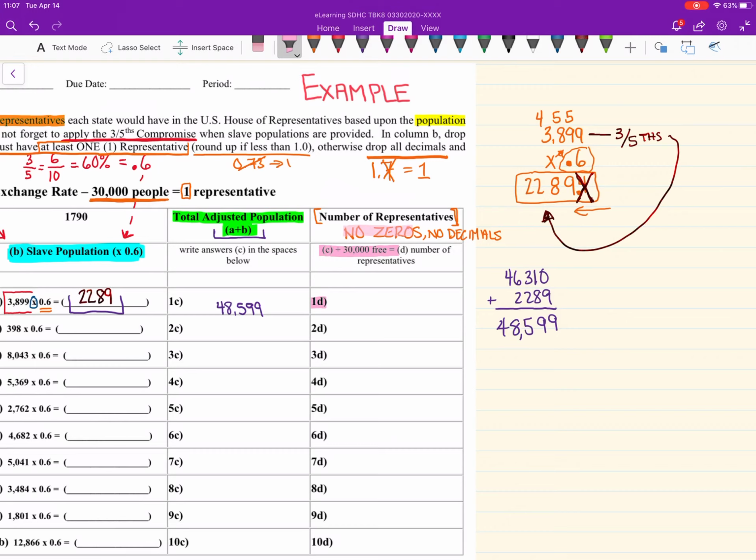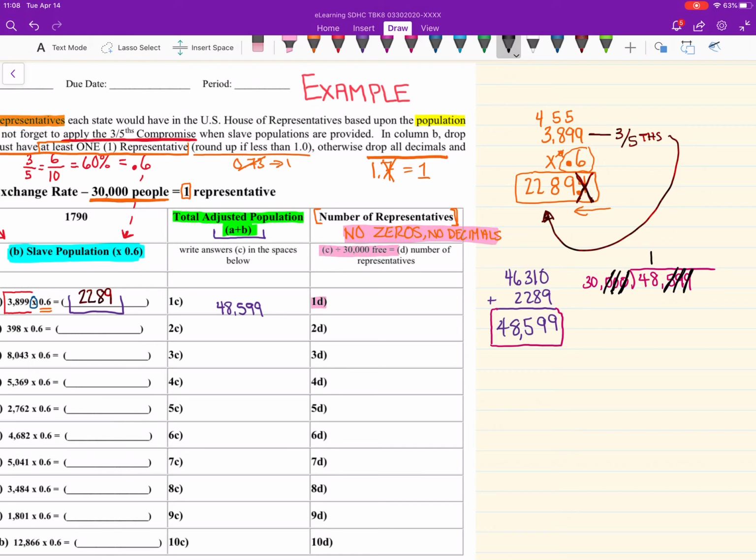Now this is where, remember, there are no zeros and no decimals. So the nice thing is, if we take this 48,599 and we go old school division, one of the things that we can do to very quickly figure out what the number of representatives is, start knocking off numbers. What I mean by knocking off numbers is, who really wants to divide 30,000 into 48,599? How about we divide 3,000 into 4,859? Or 300 into 485? Or how about 30 into 48? That makes the math a whole lot easier.